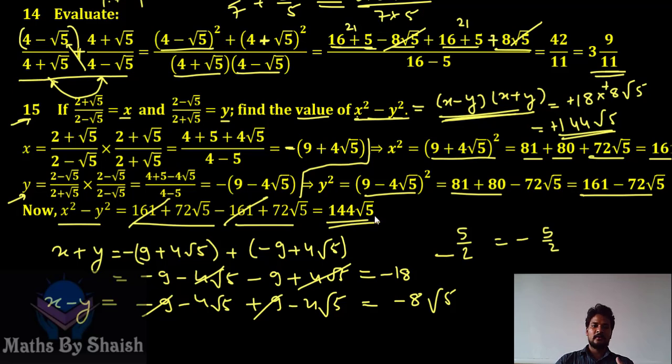So whichever way we find easy, we can solve it. It is always about rationalizing the denominator. If we rationalize the denominator, our answer would be easily obtained.